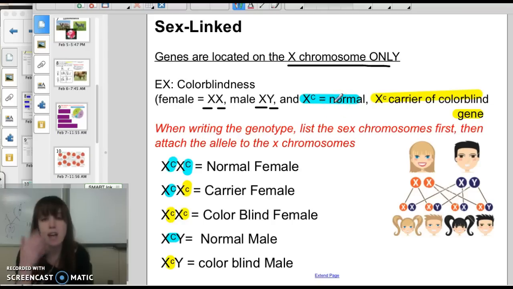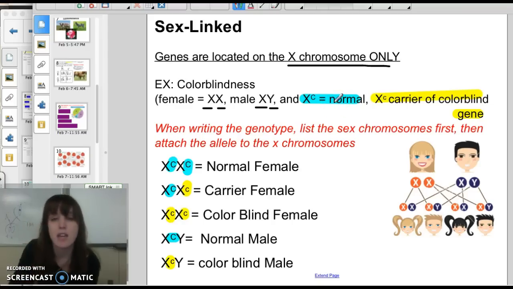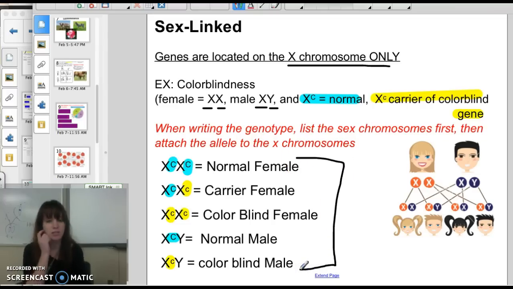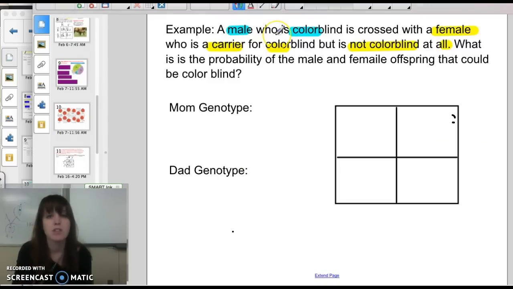So for instance, a common sex-linked trait is color blindness. It's a recessive trait, so it's sex-linked recessive. If you are normal, that means you have the dominant allele, and if you are a carrier, or if you have it on your chromosome, you have a recessive c. Okay, so here are all the different possible genotypes with their phenotypes, which is already written down in your notes. So keep that in mind when we do a Punnett square. Okay, so let's try this Punnett square.